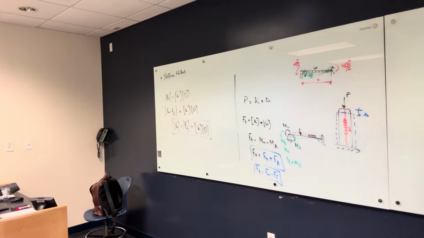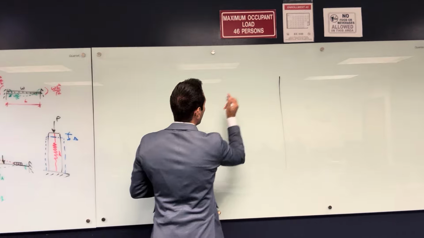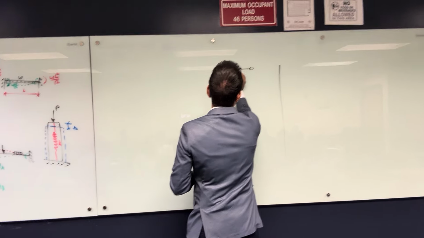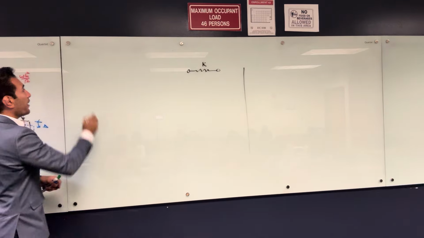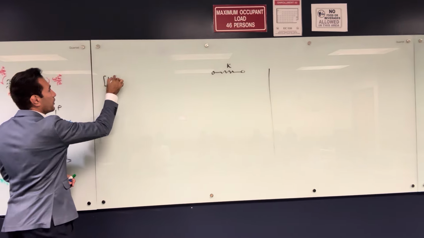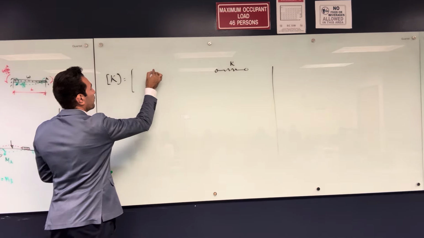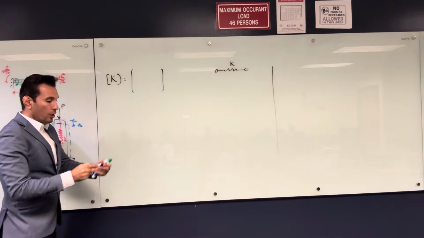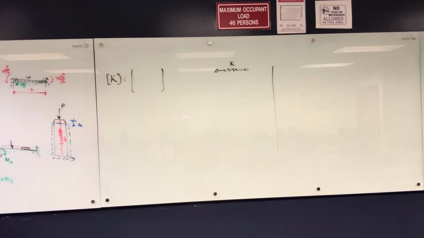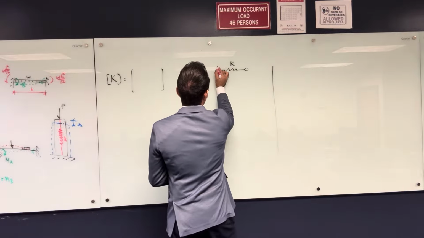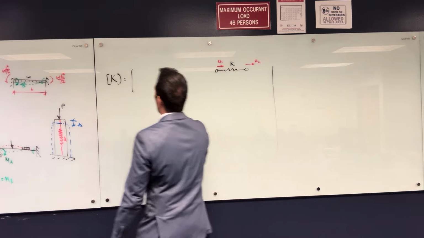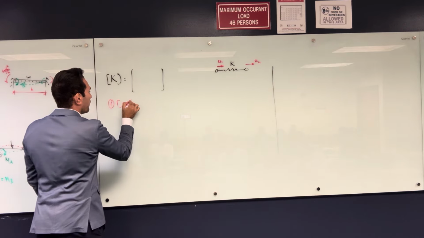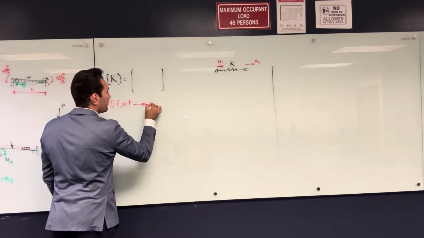So let's say the first step, I have a spring like this, it has a stiffness K, and I want to find the stiffness matrix of this spring. Okay? So, step number one, determine the degrees of freedom. Since this is a spring, I know that this point can move that way, U1, and this point can move U2. That's number one, the degrees of freedom.